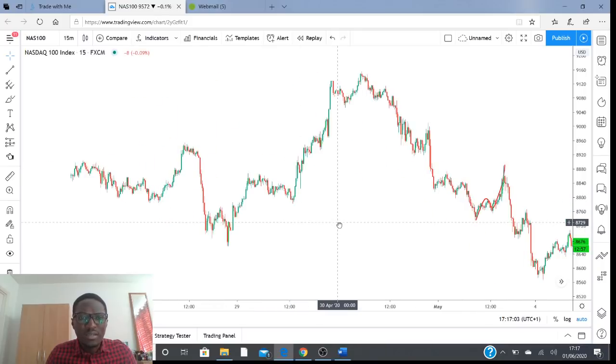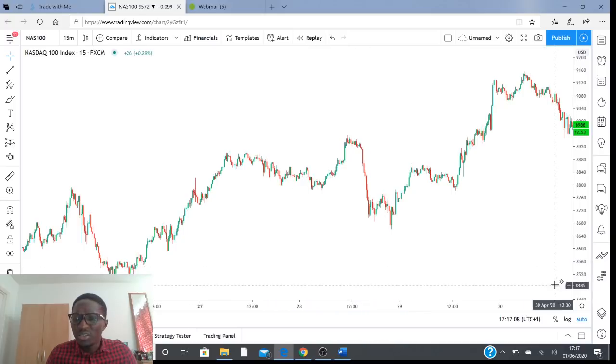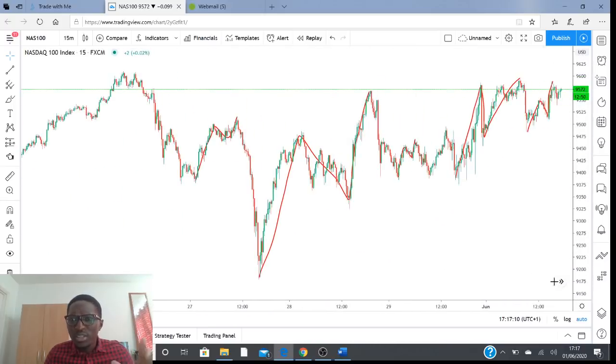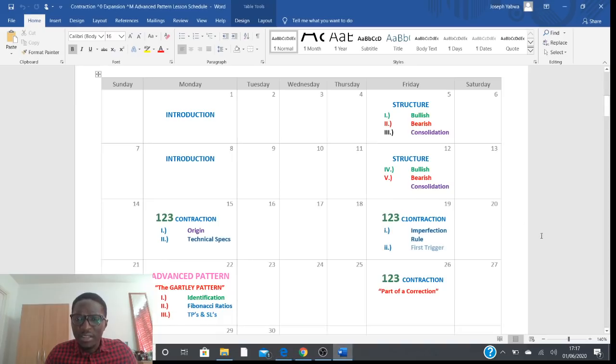So I think that's probably enough examples for you guys. It's going to be a lot easier when you start looking at the chart and trying to find all these bullish structures, and you're going to see how easy it is. But yeah, that's what the imperfection rule is.